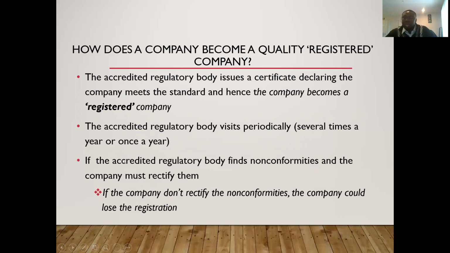After it becomes a registered company, the accredited regulatory body visits periodically. It can be several times a year or once a year, depending on the registration or certification that you are given. One other thing we have to understand is that if the accredited body finds non-conformities within their audits, they will issue a finding to the company, and the company has to rectify these non-conformities. If the company doesn't rectify them, most often than not, the registration is pulled out and canceled, and the company will no more be a quality registered company, either to ISO 9001 or to ISO 13485.